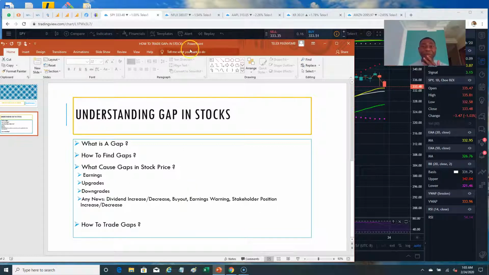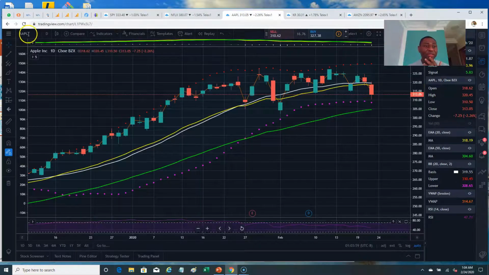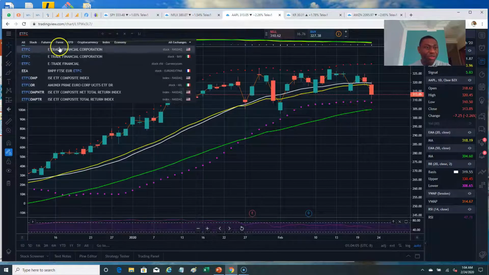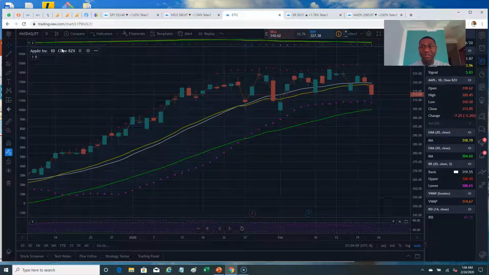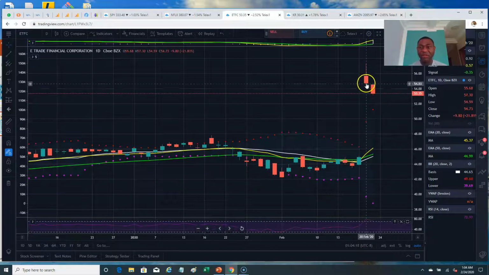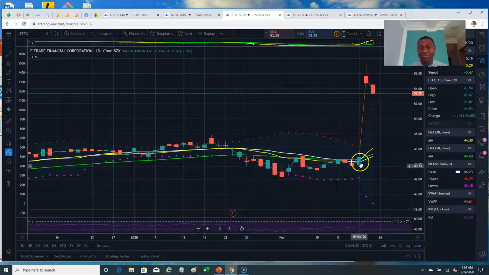Let's try to find you an example of a recent gap up. I think E-Trade Financial Corporation just did that. I actually didn't study this beforehand, but E-Trade, I believe, gapped on a buyout announcement. Here we are, a move from $44 to $55. So this is a gap up on a buyout.